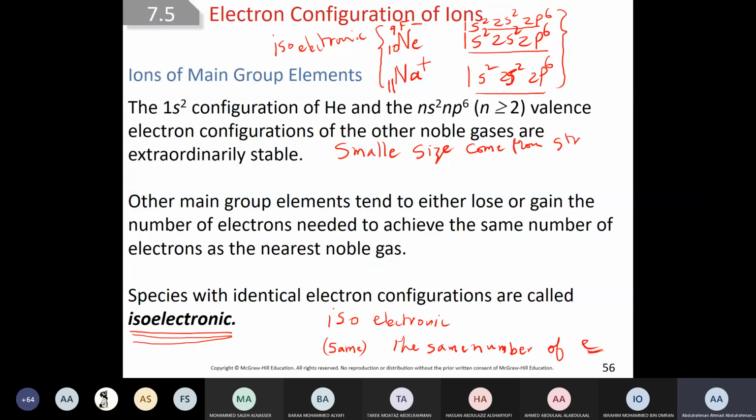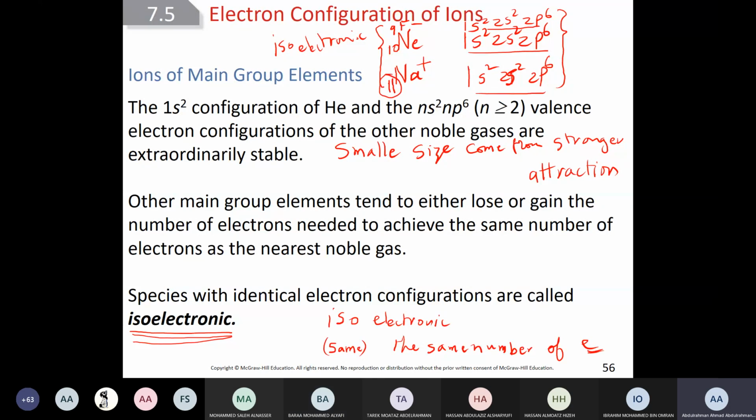Stronger. What? Z. Stronger attraction. Which one will attract the electron stronger? Sodium or neon or fluorine? Sodium. Why? Because it loses electron. Yeah, because it has 11.